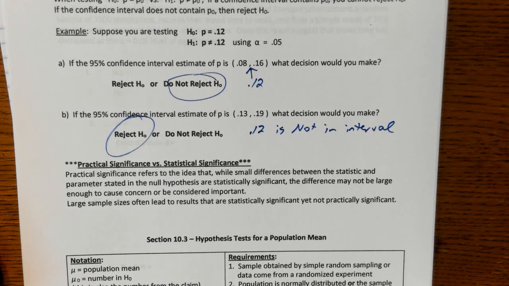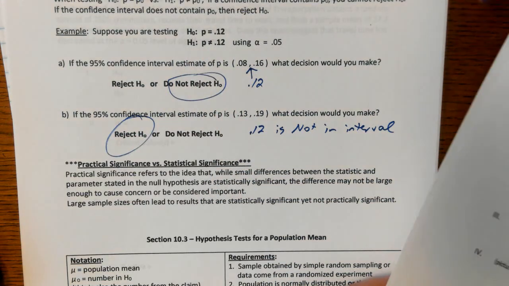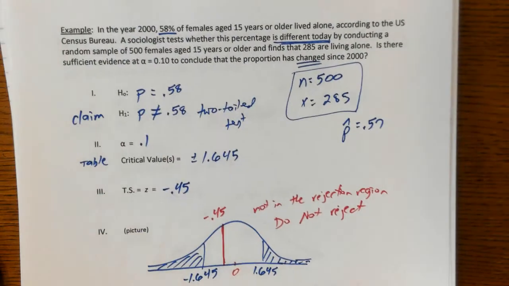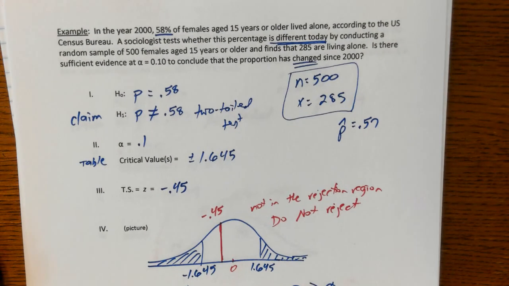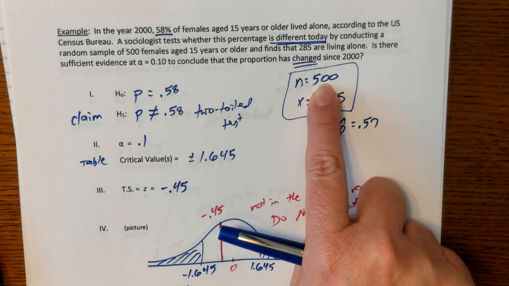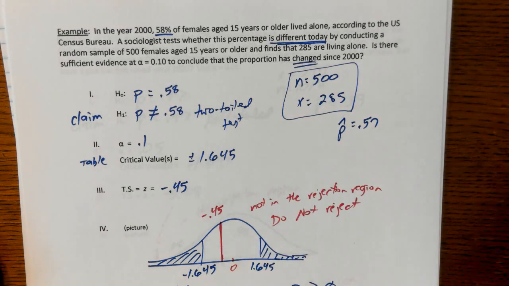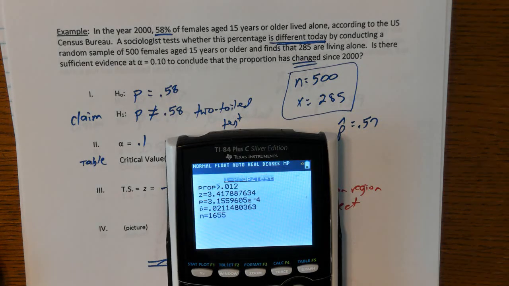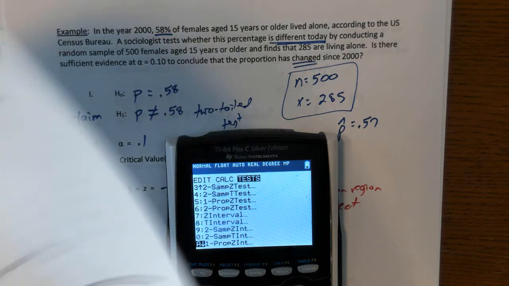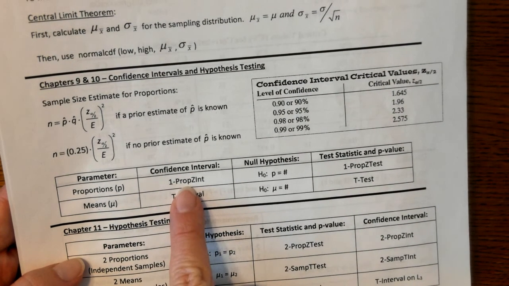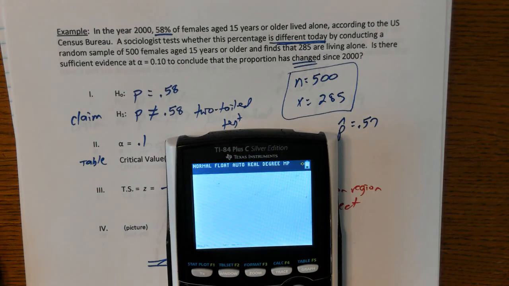Another example. In order to use this confidence interval approach, we need to use a two-tailed test. So I'm going to come back to the one about the percentage of females who lived alone. That was our two-tailed test. Remember, out of our 500 females in the survey, 285 lived alone. So let's go back and do a 95% confidence interval. Stat, test. Remember, if you look back at your chart, if you're doing a confidence interval for proportions, you pick option A, one prop Z int.